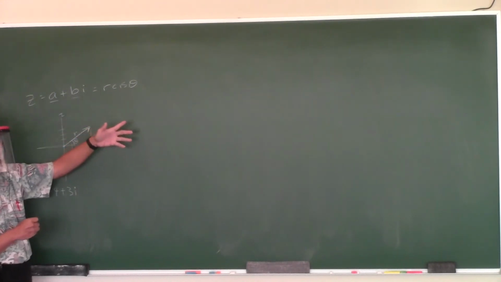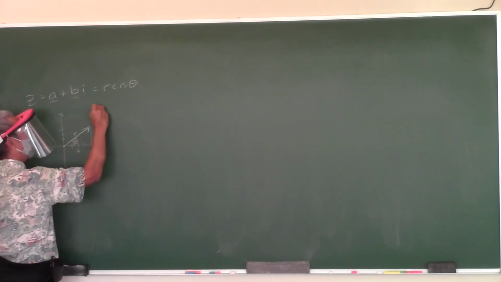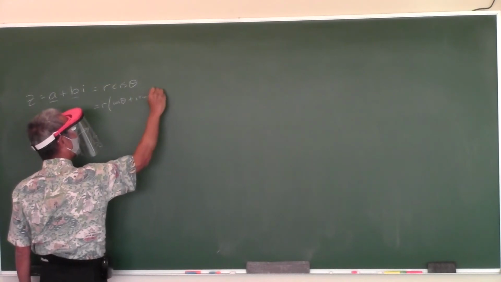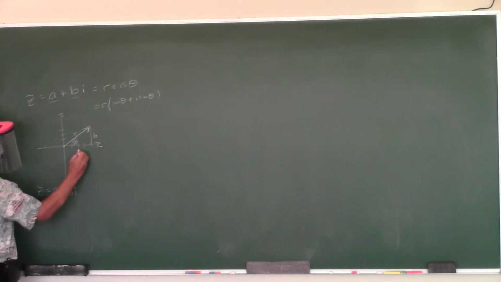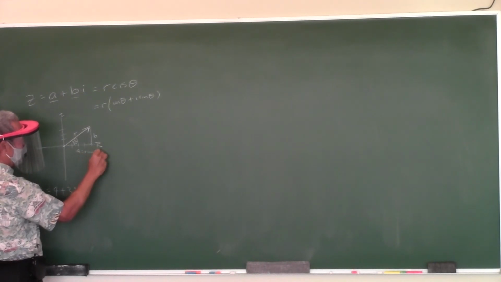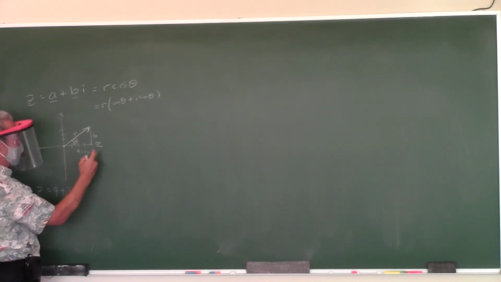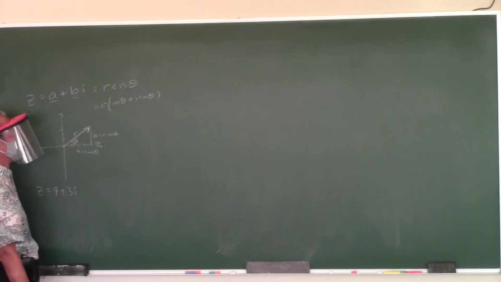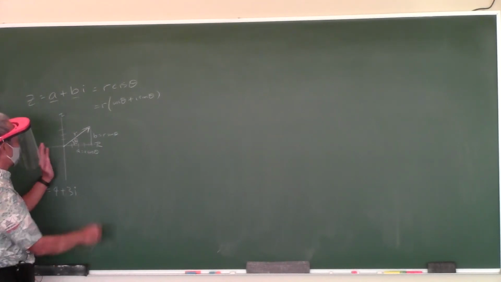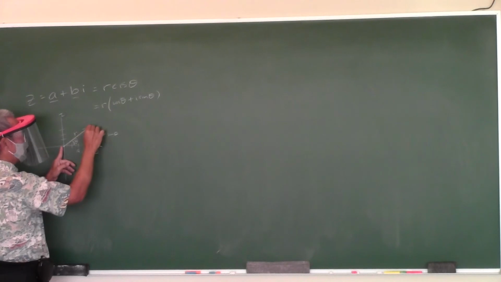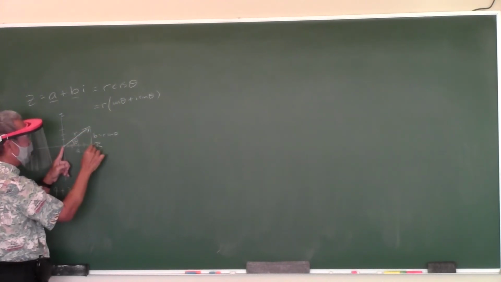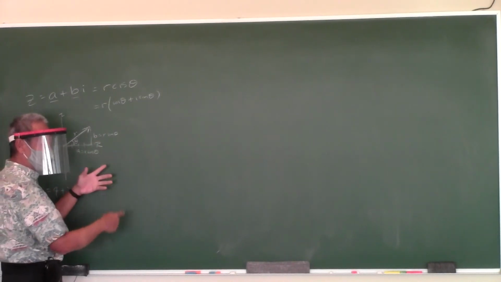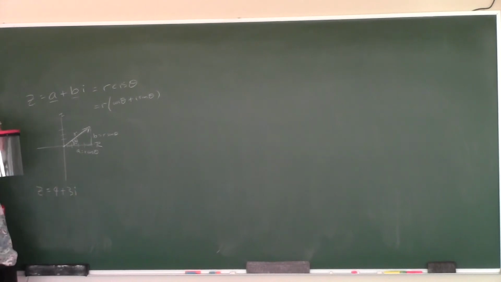Now, r cis theta is actually an abbreviation for r times cosine theta plus i sine theta. Because isn't a equal to r cosine theta? Look at this picture. And isn't b equal to r sine theta? Look, if you have the hypotenuse of a right triangle and you know this angle, how do you find the adjacent side? R cosine theta. How do you find the opposite side? R sine theta. If you don't have this skill, then you cannot componentize vectors in physics.